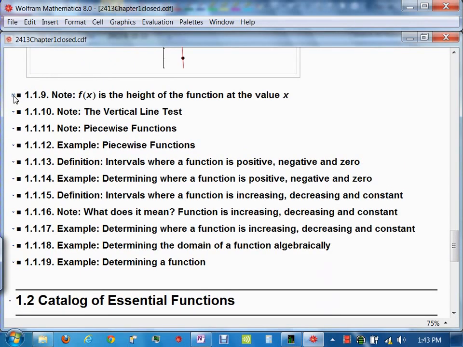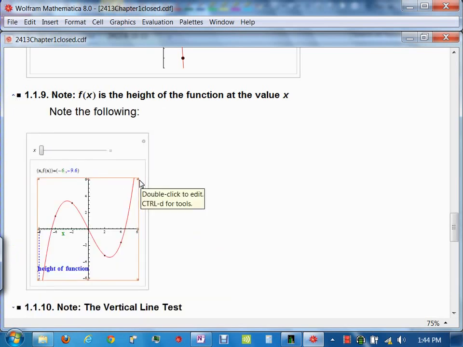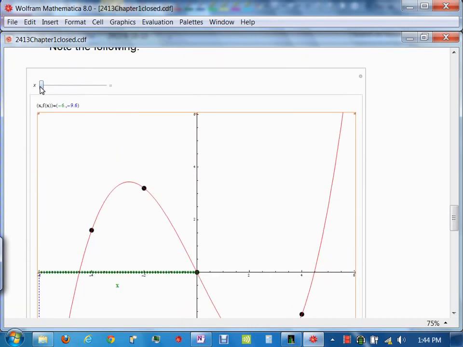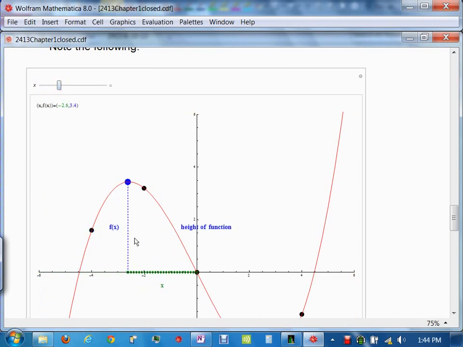Okay, next idea. This is the concept that f of x, right? That's the output, is the height of the function at a given value. The height being the height if you measure it from the x-axis. I'm going to blow this one up pretty good here. So on this one, you can click and you can drag your value of x. So here's x, right? X is actually like negative, boy, you can't see it there, can you? Negative 2.6. And the height of the function there is this blue line. That's the output, 3.4.